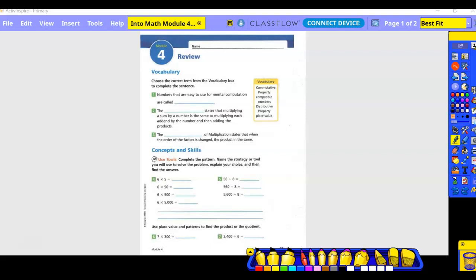Which one? That is the way you do something. So those are compatible numbers. So if it's easy for mental computation, we have compatible numbers.